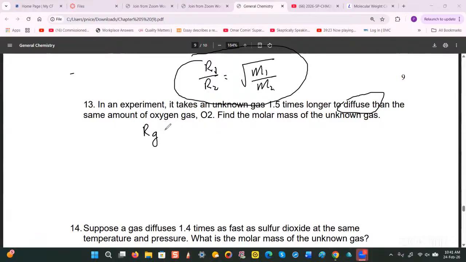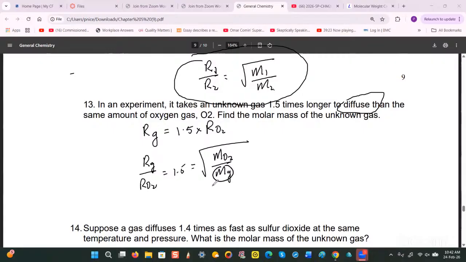All right, so according to this question, the unknown gas has a rate of effusion which is 1.5 times longer than oxygen. So this is how I represent that. The rate of effusion of the gas is equal to 1.5 times the rate of effusion of oxygen, which means that the rate of effusion of the gas divided by the rate of effusion of oxygen is equal to 1.5. Now, according to this law, we can also say that 1.5 is equal to the square root of the molar mass of oxygen divided by the molar mass of the unknown gas, right? And the aim is to find the molar mass of the unknown gas.